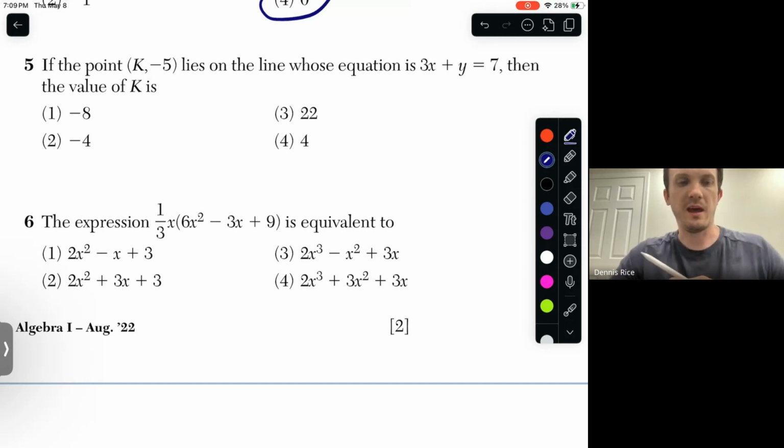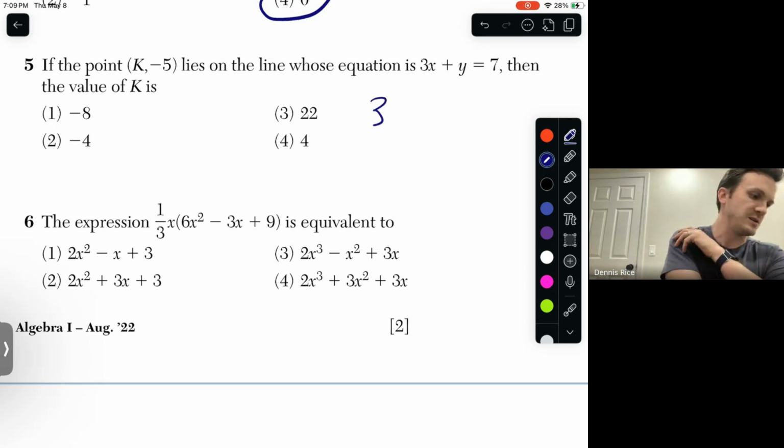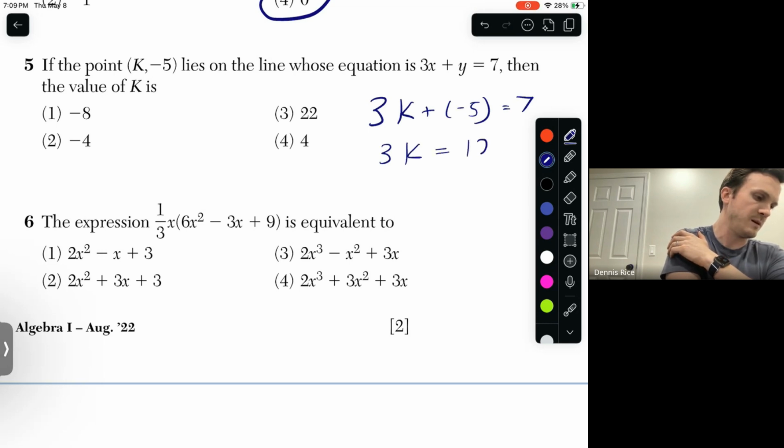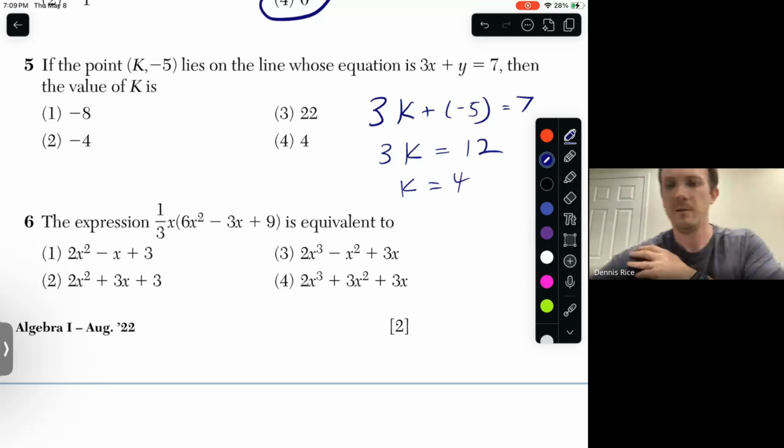It says if the point (k, -5) lies on the line of the equation 3x plus y equals 7, what is the value of k? So we could substitute in here. K is going to represent x, and -5 is going to represent y, and just solve. This is basically like a two-step equation. Add the 5 over, and k will be 4. And polynomial operation question number 5. Yeah, just substitute in, add the 5 over, and you'll get k equals 4.